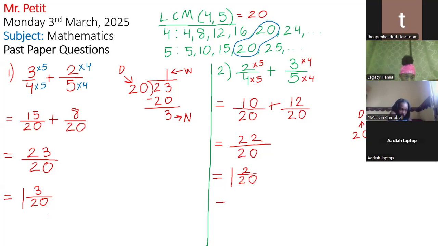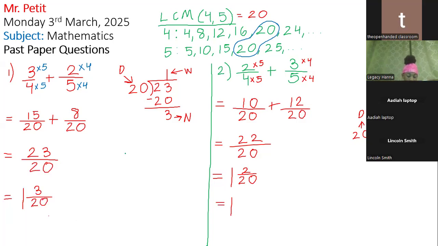Can we simplify this further? Yes, sir. What could we use to simplify it? 2. Adaya, 2 divided by 2 is what? 1. And 20 divided by 2 is what? 22. No, 20 divided by 2. Half of 20. 10. Very good. So it's going to be 10. Okay, so it's 1 and 1 over 10.